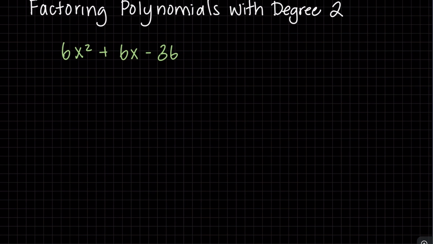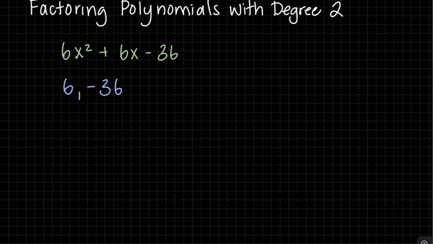In this video, I'm going to show you how to factor polynomials with degree 2. So the first thing we're going to do is take a look at what coefficients we have in this equation. So here we have 6, 6, and then we also have this term here, negative 36. So let's write that down. We have 6, and another 6, and we have negative 36.